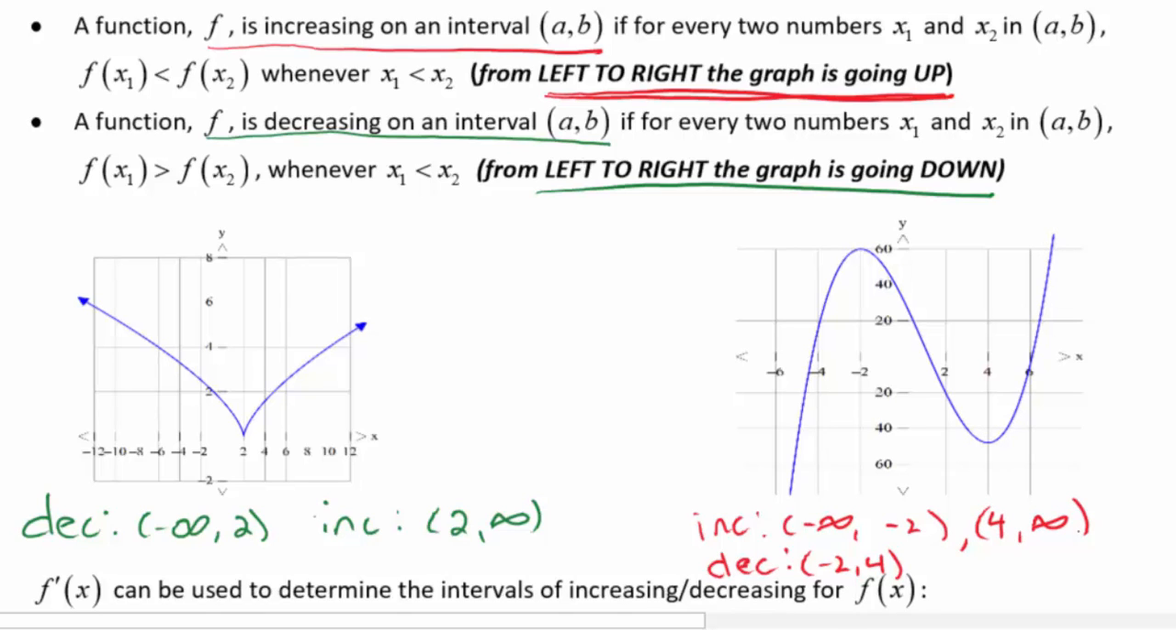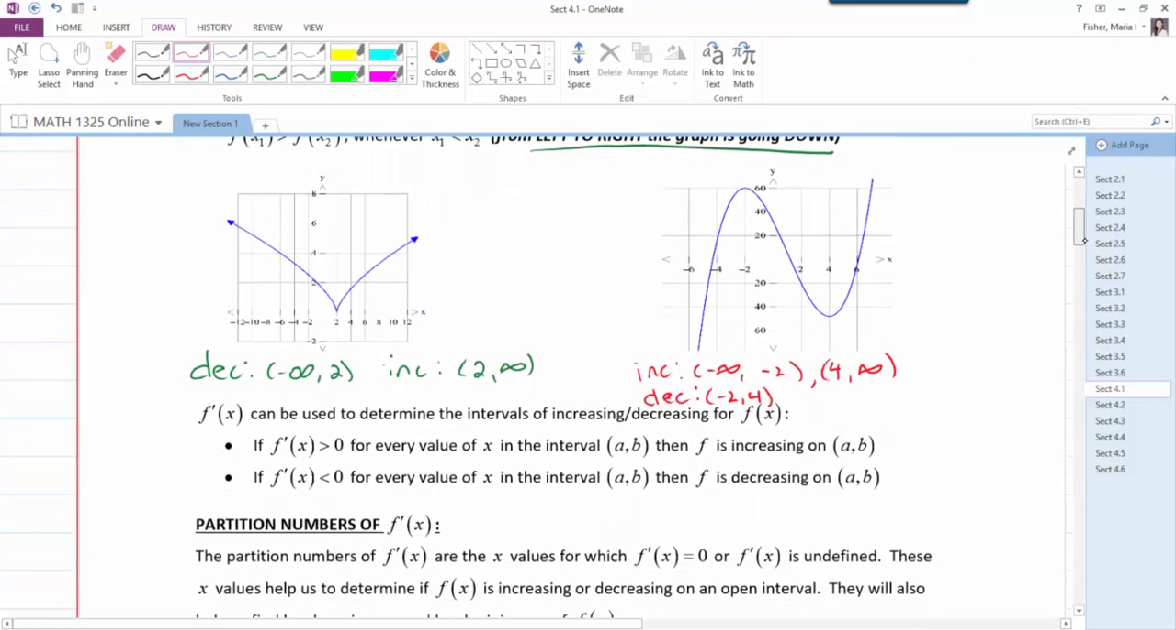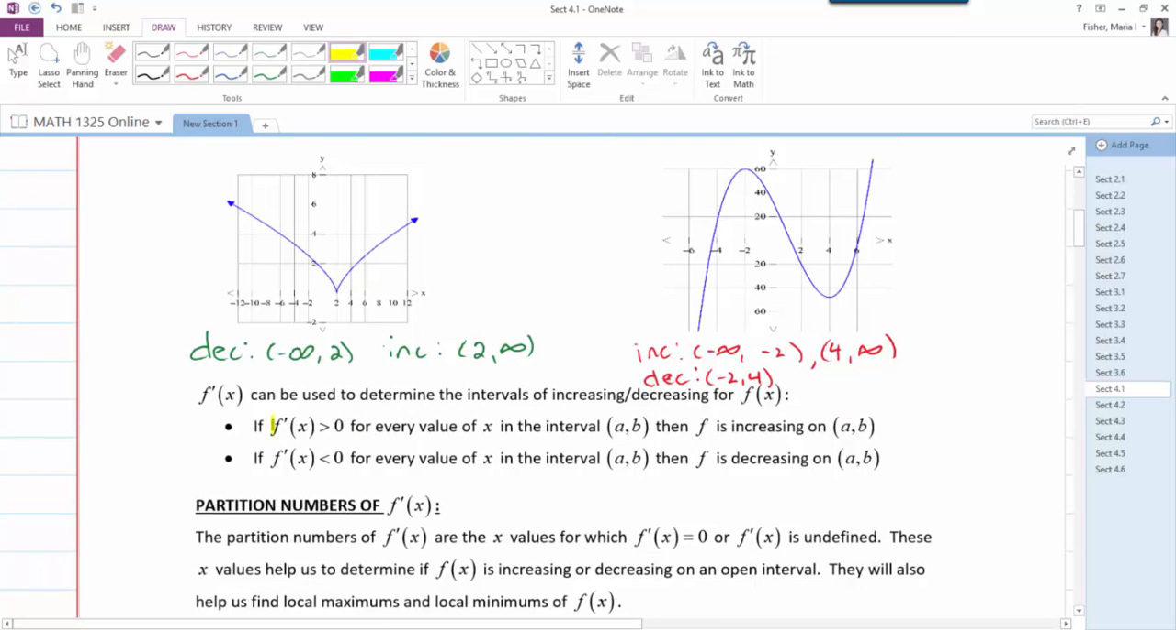So again, a function is increasing when it's going up from left to right, and a function is decreasing when it's going down from left to right. We can use the first derivative to determine where a function is increasing and decreasing. We say the following: if the value of the first derivative is greater than 0 for every value of x in the interval ab, then the function is increasing on that interval. What does that mean? Well, since this function is increasing on the interval from 2 to infinity, the value of the first derivative, f prime of x, in that interval would be greater than 0.